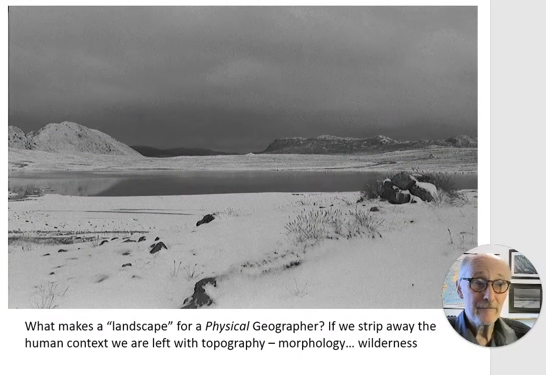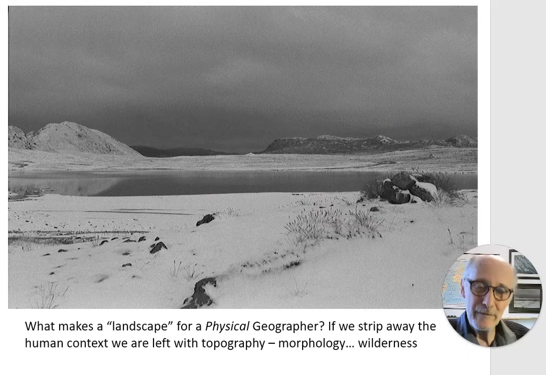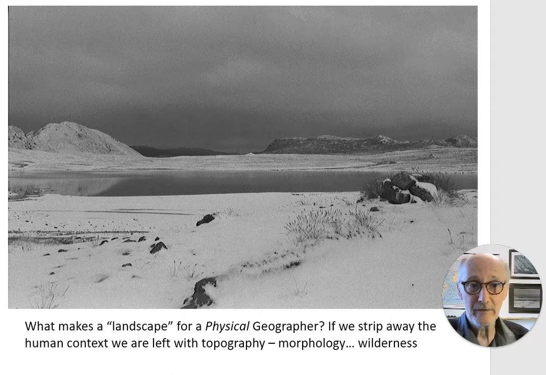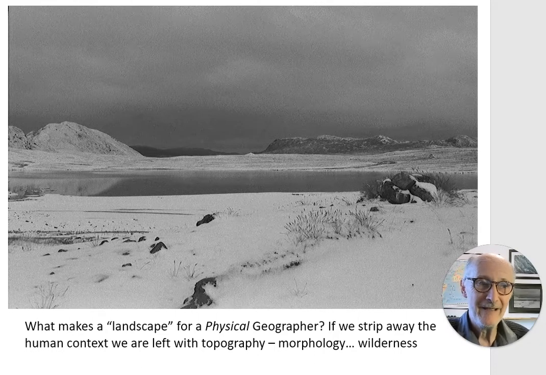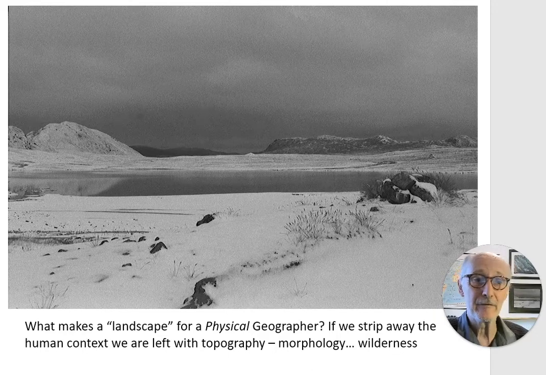Now, what if we think about just physical geography? What makes landscape for a physical geographer? Well, we still have the applied aspects of physical geography: hazards, resources, management, and so on. So there is always going to be a human component in physical geography. But a lot of physical geographers interested in landscape and geomorphology are often keen to strip away that human context, to get rid of the buildings, get rid of the agricultural patterns, other than that they're sometimes evidence for us of what lies underneath.